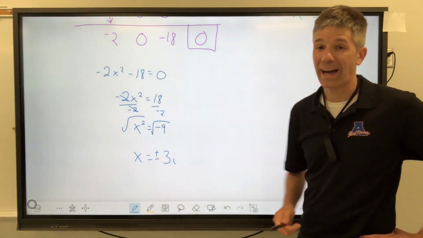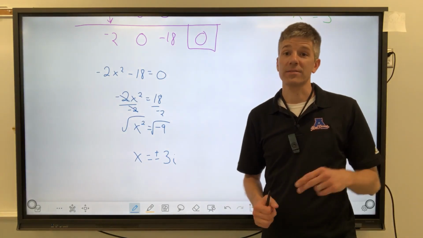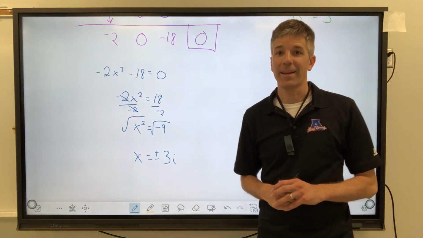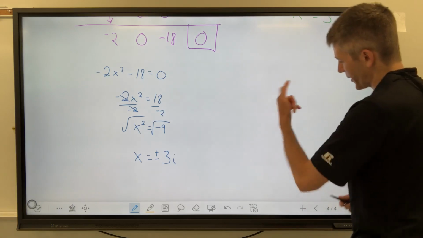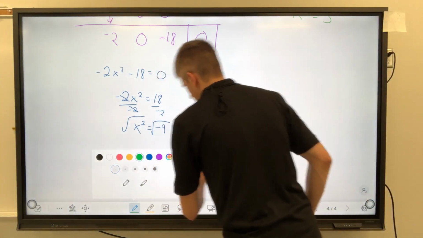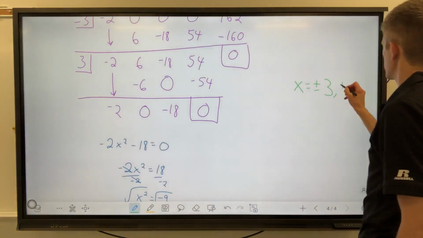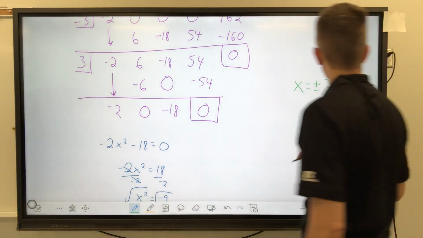Plus or minus 3i. Those are our other 2 solutions, and because they are imaginary, they did not show up on the x-axis. So we're going to go up there, put them in green, and then we might talk about some other strategies for finding them. So plus or minus 3i, and there we go.